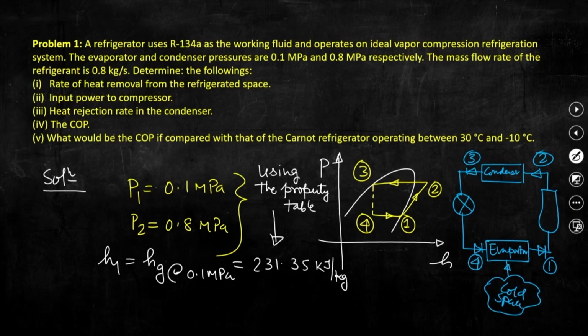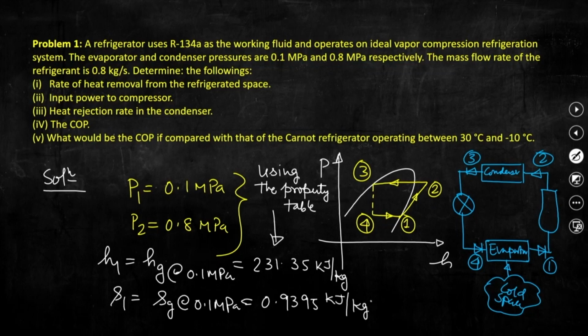Okay. So, this is the value we are getting using the property table. Now, H1 is needed to calculate the amount of heat that should be extracted, provided you know H4. Now, the question is H, and not only that, what about S1? So, S1 equals Sg at 0.1 megapascal, and that is equal to 0.9395 kilojoule per kg Kelvin.